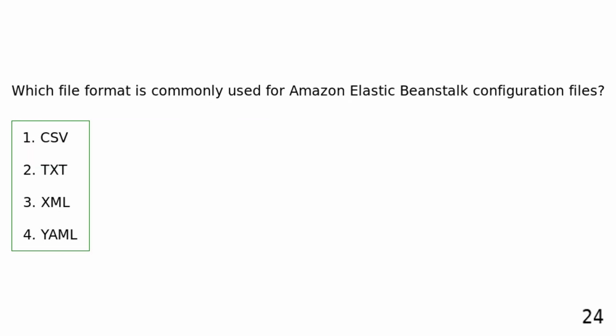Which file format is commonly used for Amazon Elastic Beanstalk configuration files? CSV. TXT. XML. YAML. YAML is a commonly used file format for configuration files in Elastic Beanstalk.